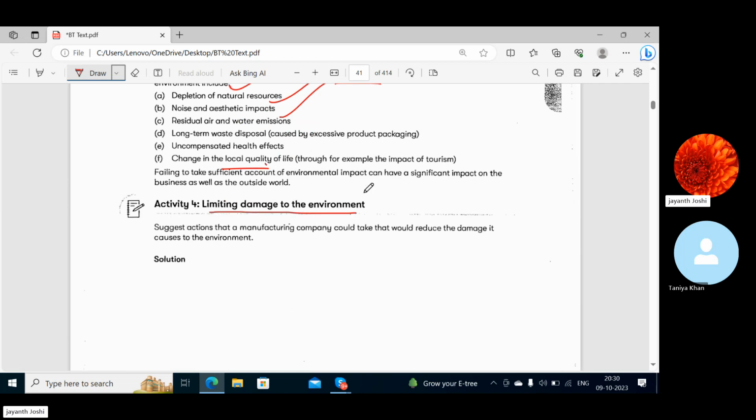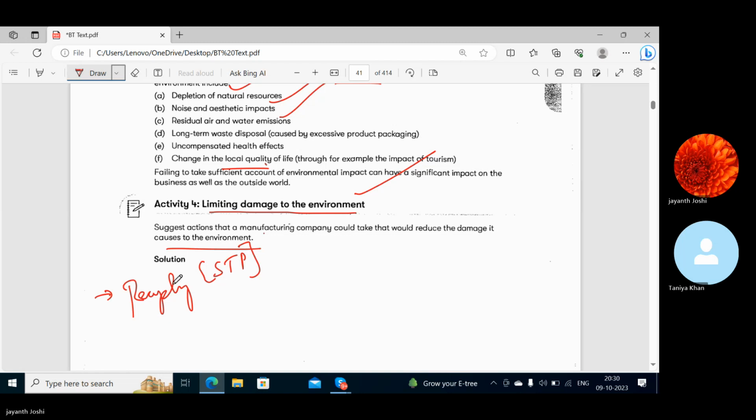Limiting damage to the environment. Suggest actions that a manufacturing company could take that would reduce the damage it causes to the environment. So what can you say? What should the company do so that they can minimize the damage to the environment? See, we can say that they can recycle, right? Recycling. So whatever the water pollution is happening, they can build some STP, sewage treatment plants, which can treat the water, water treatment or recycling, right?